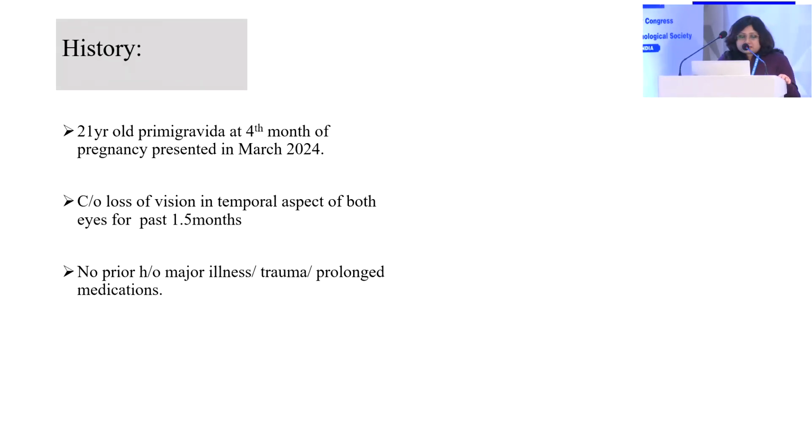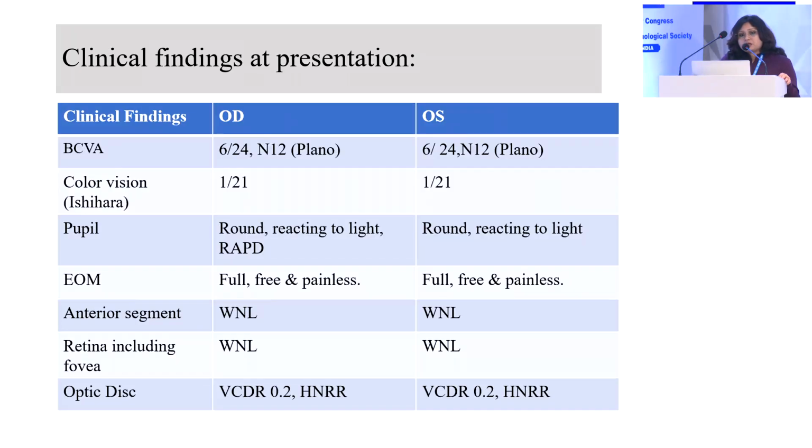In this case, there was a 21-year-old primigravida at the 4th month of pregnancy who presented in March 2024. She had complained of loss of vision in the temporal aspect of both eyes for the past 1.5 months. No prior history of any major illness, trauma, or prolonged medications was present. On clinical examination, in both her eyes, her vision had dropped to 6/24 and N12. On the color vision chart, she was able to read only one plate.